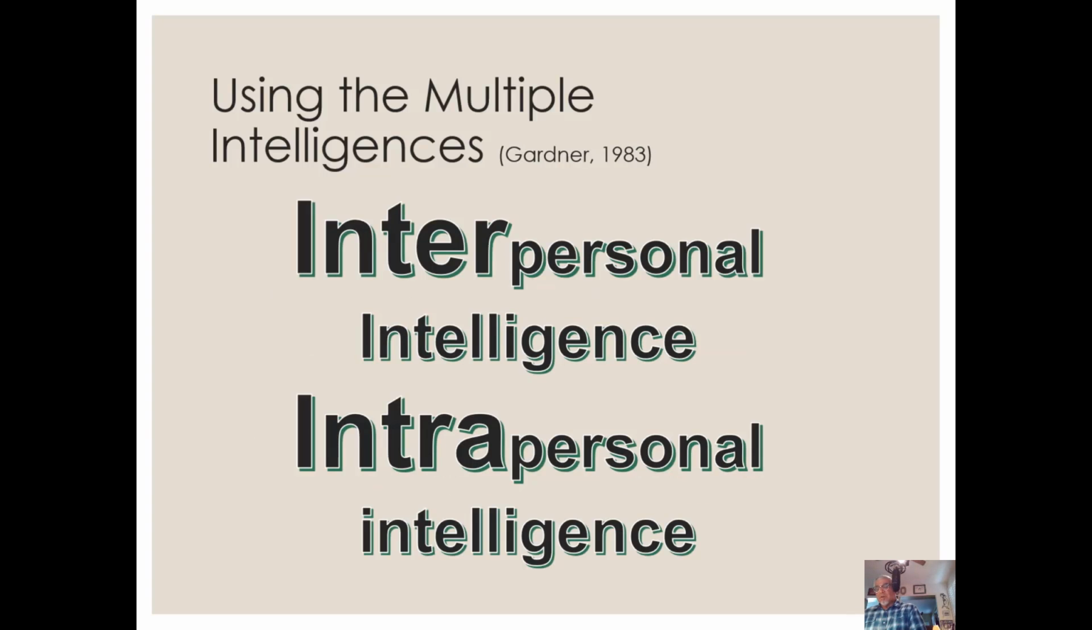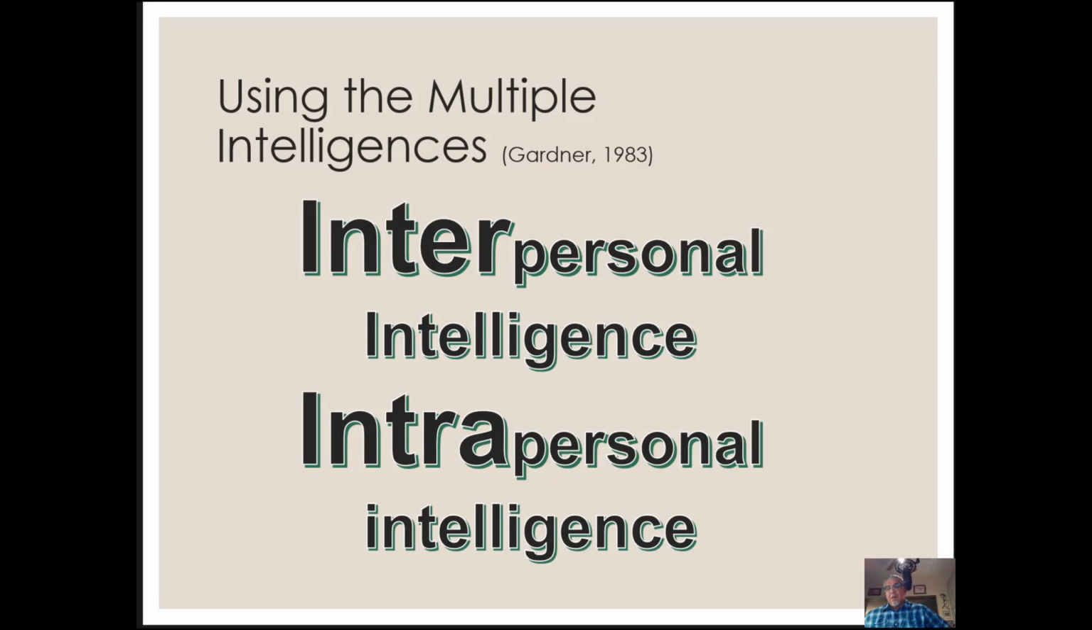Interpersonal intelligence is the ability to notice and make distinctions among other individuals, and in particular among their moods, temperaments, motivations, and intentions. They call that people smart. Intrapersonal intelligence is the ability to form an accurate model of oneself. Self-smart.